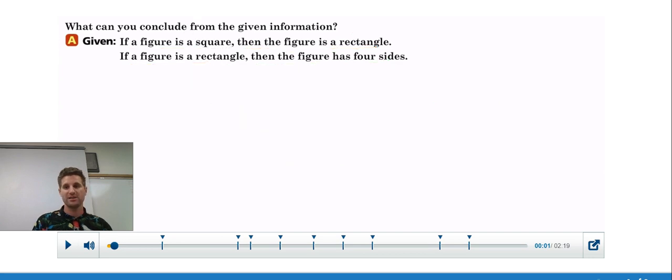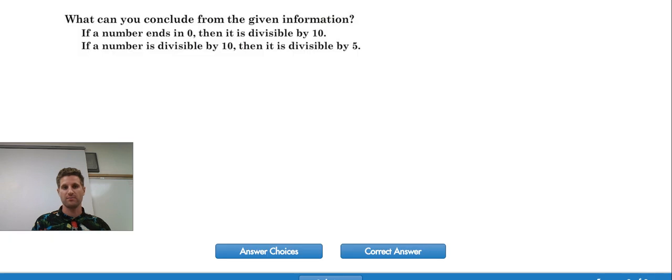And when I say practice, I would like you to come to school with the answer to this problem here. If a number ends in 0, then it's divisible by 10. If a number is divisible by 10, then it's divisible by 5. So go ahead and see if you can come up with the conclusion to this. All right.